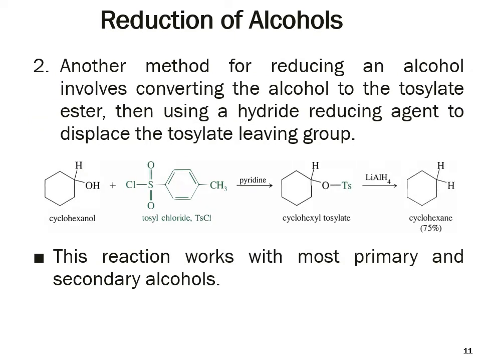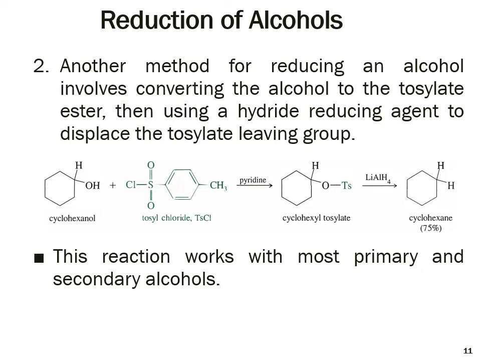The second method for reducing an alcohol is given here. You know that OH is not a good leaving group. It is very clear that the hydroxyl group is never a leaving group, but we can convert it into a good leaving group by reacting it with tosyl chloride, making it into a tosylate ester. Then the tosyl group is a good leaving group in this case, which can be replaced and we get a reduced alcohol.